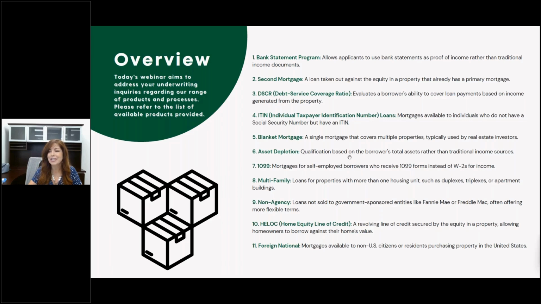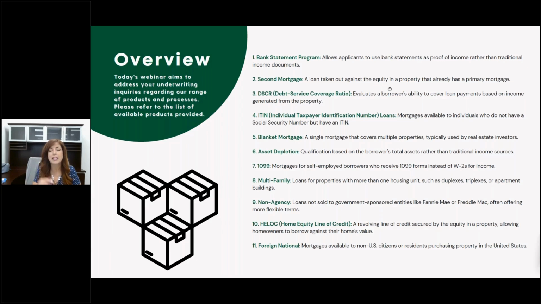Asset depletion. So asset depletion is calculating income based on borrower's assets. So the borrower has significant assets, and they want to use that as income for qualifying. And we do allow that, we can use that in addition to our regular income as well. So if you have a W-2 person earning income, and they have significant assets, we can use those assets to add to the income that they already have to help them qualify.